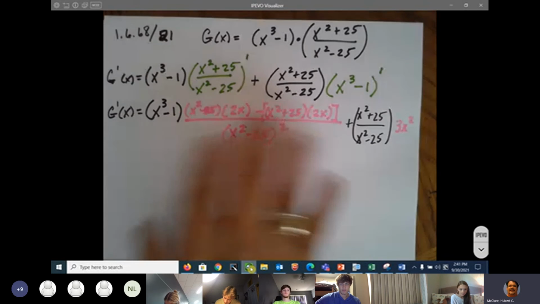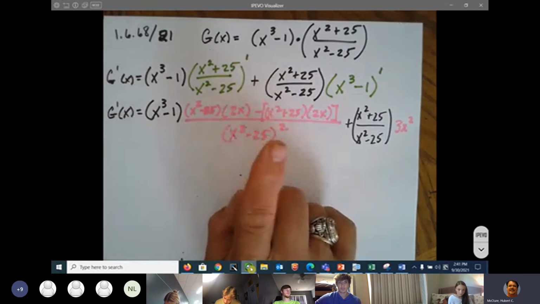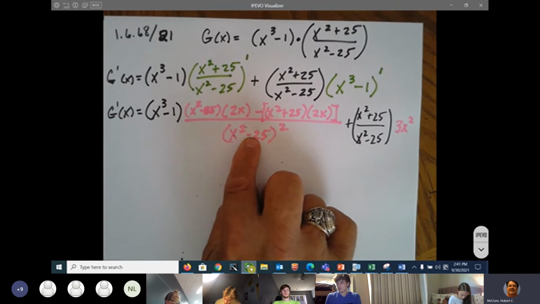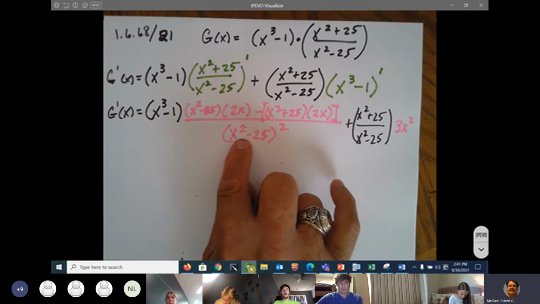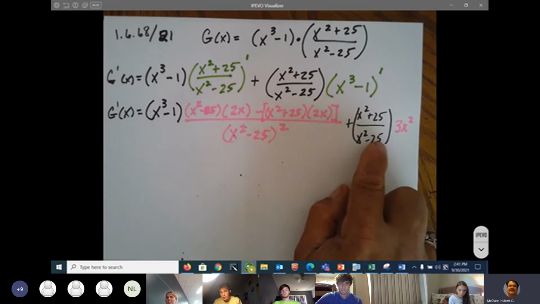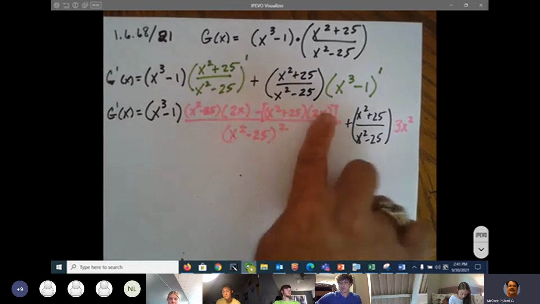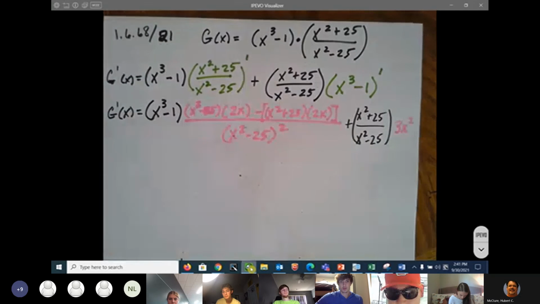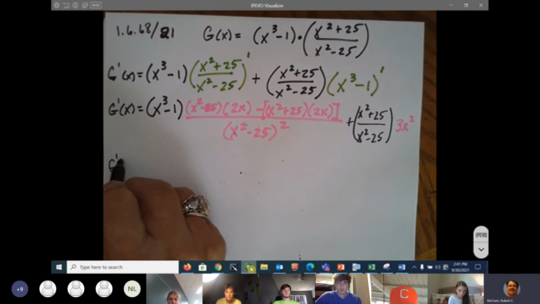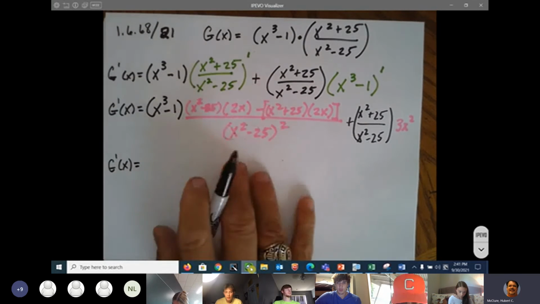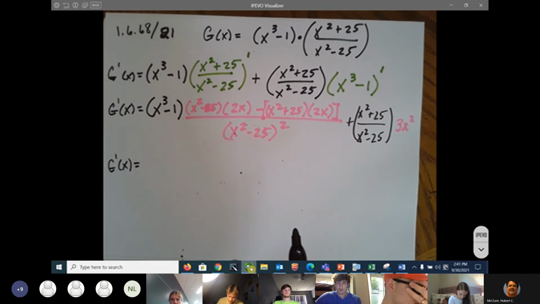All right, so now we got to clean this up. Are we worried about the denominator? No, we're not worried about this denominator. In fact, it looks like this denominator might work out to get a common denominator with this one. So it looks like we need to just focus on this right here. So here we go. G prime of x. Oh, just to let y'all know, the calculus is done. What are we doing now? Algebra. Algebra.